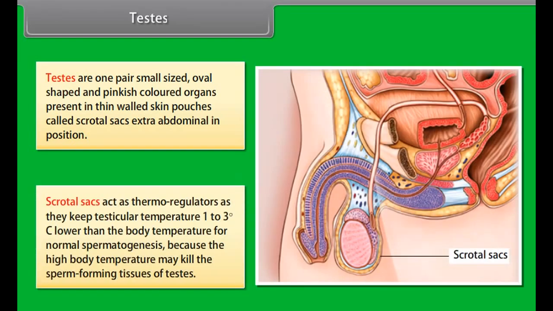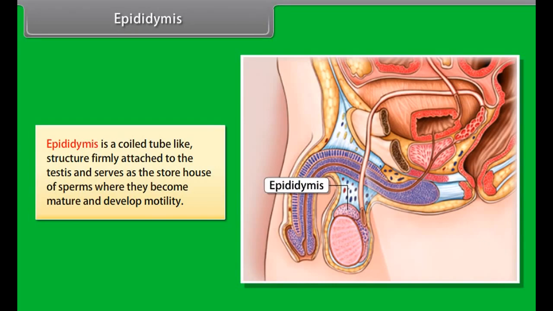Scrotal sacs act as thermoregulators, as they keep testicular temperature 1 to 3 degrees Celsius lower than the body temperature for normal spermatogenesis, because high body temperature may kill the sperm-forming tissues of testes. Testes have about 900 narrow and convoluted seminiferous tubules with sperm-forming germ cells. Germ cells form sperms by spermatogenesis.